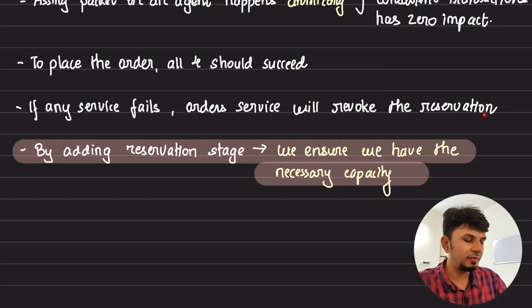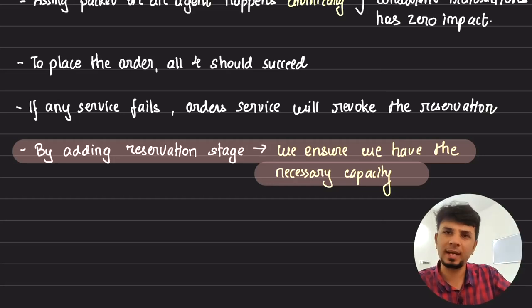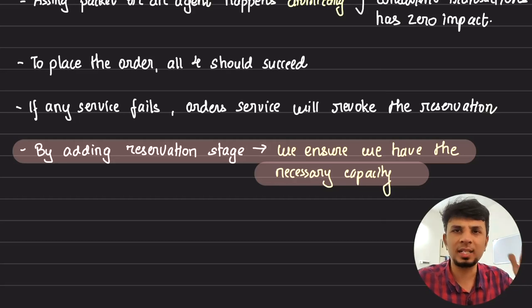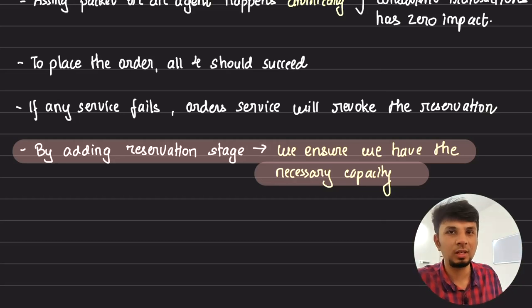If any of the services fail, we revoke the reservation. This is an extra step: if any of the calls fail, anything that I reserved, I can explicitly free up. I have not written it in the code, but we can do that as part of optimization. Obviously, a lot of optimizations can be done here, but just to get that sense, we are implementing a very basic version of it.